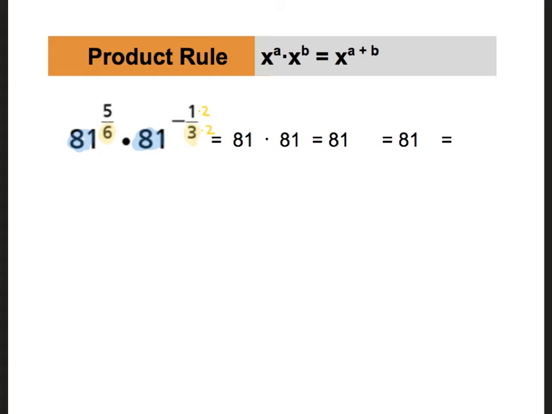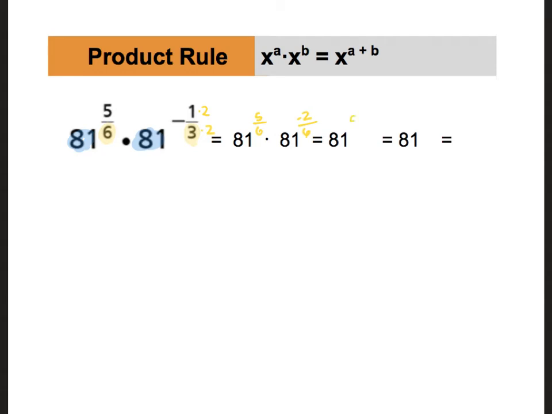My first one I'm going to keep the same. So I'm going to have 81 to the power of 5 divided by 6. And then on the second one, negative 1 times 2 gives me a negative 2, and 3 times 2 gives me a 6. So we have 81 to the power of 5/6 times 81 to the power of negative 2/6. Now at this point, we can go ahead and add our exponents.